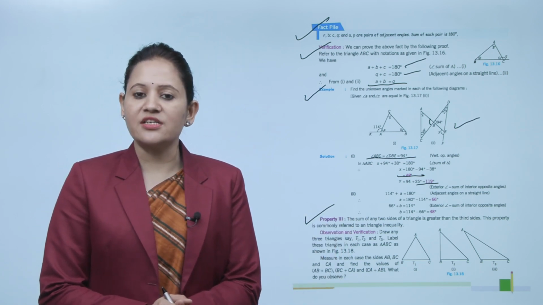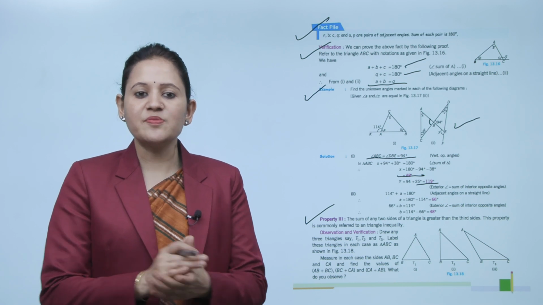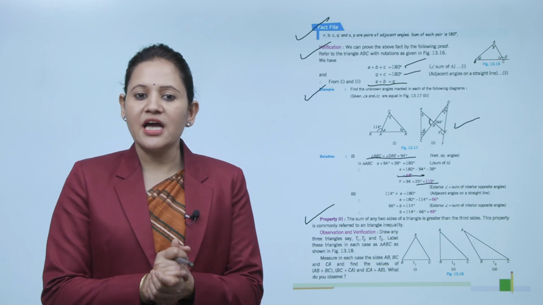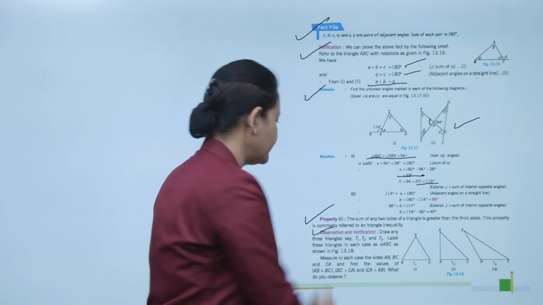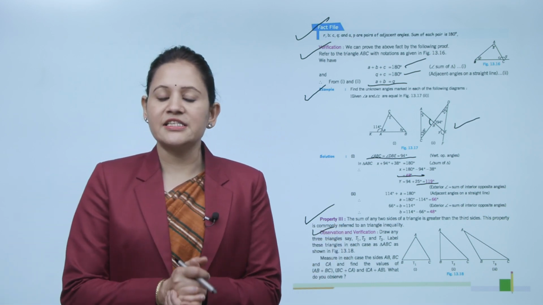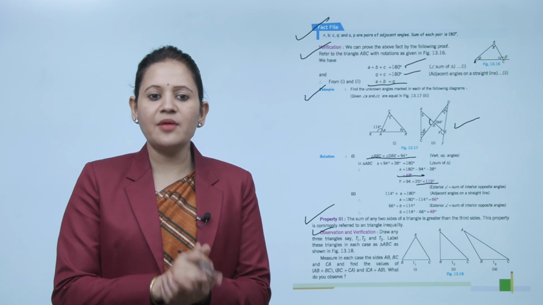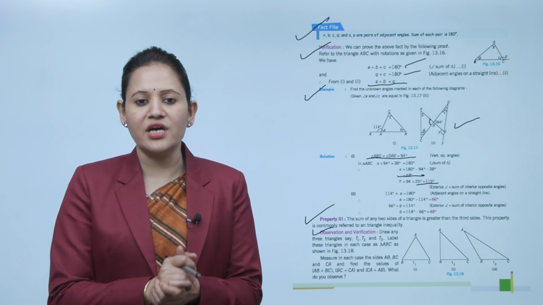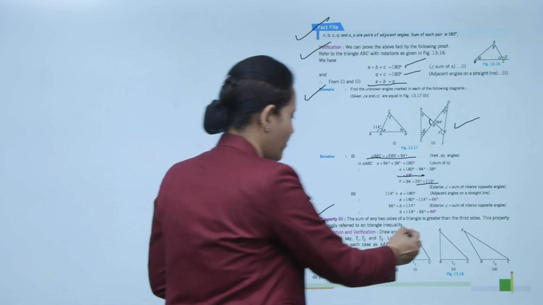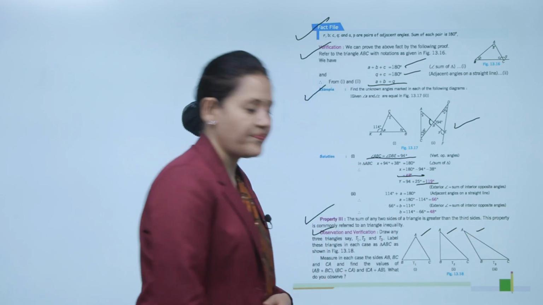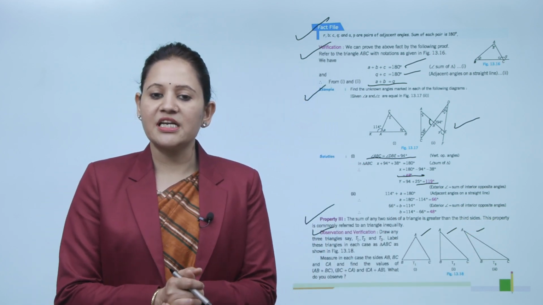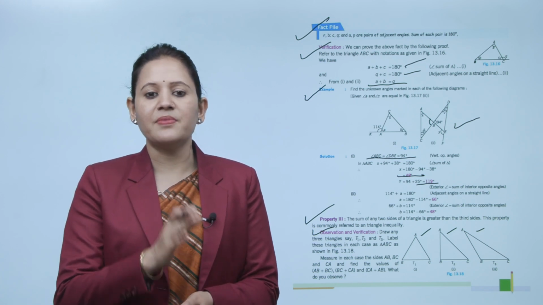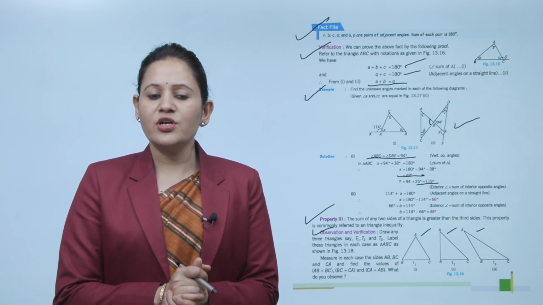The sum of any two sides of a triangle is greater than the third side. This property is commonly referred to as the triangle inequality. Observe and verification. Draw any three triangles, say T1, T2 and T3. Label these triangles in each case as triangle ABC as shown in figure 13.18. So we have drawn three triangles. Measure in each case the sides AB, BC and CA and find the values of AB plus BC, BC plus CA and CA plus AB. What do you observe?